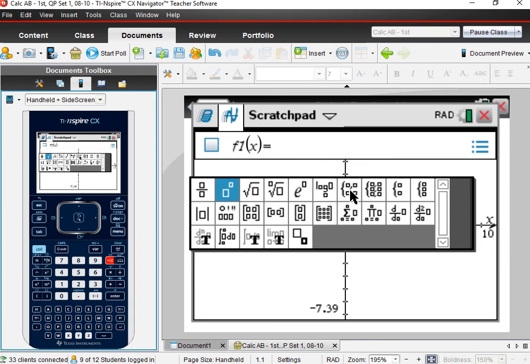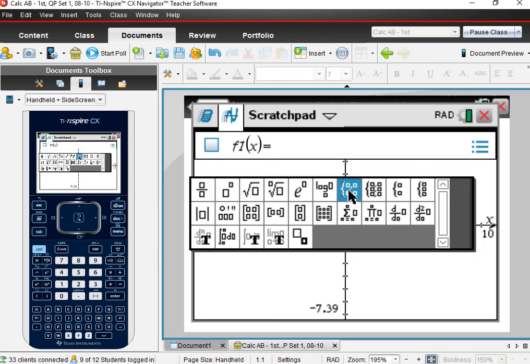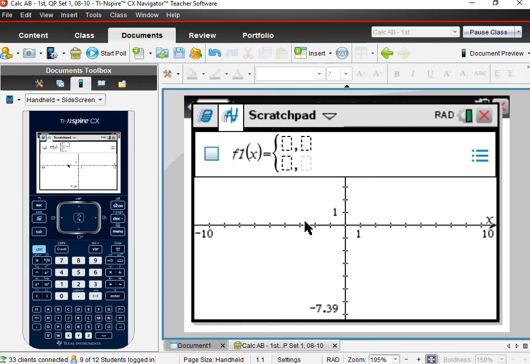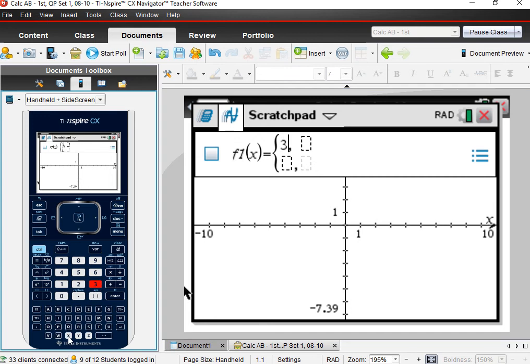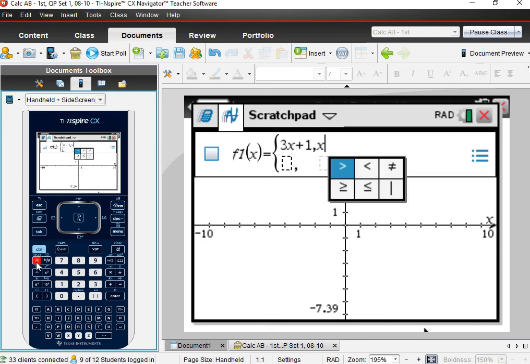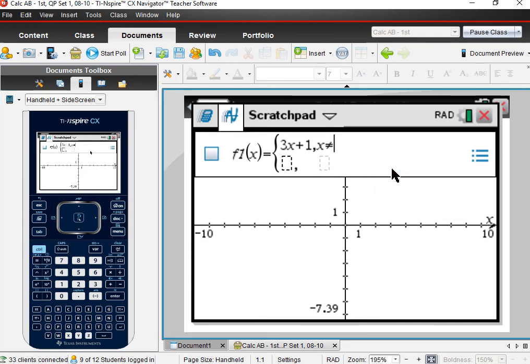So I want a piecewise function like this. This is a piecewise with 2 pieces, and the second part right here means that this has restrictions on the domain. So the problem, can someone read me the problem? 3x plus 1, comma x cannot equal, not equal to. Now, here's my symbols right here. There's an equal sign over here. If you hit Control, equal sign, I want not equal to. What number? 2. Very good.